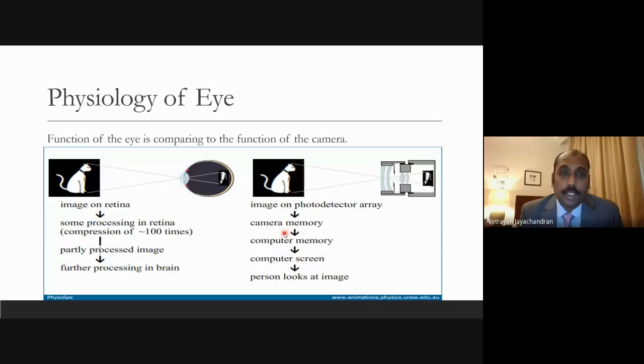If you see the physiology of the eye, it is comparable to the functions of a camera. How the camera functions, our eyes have the same kind of functions. First, the images fall on the retina, then they are processed in the retina as a light sensor receptor, then carried to the brain by means of the optic nerve. Then in the brain, further processing is done, and we have the perception of the images settled in our brain. The same as in a camera: the photo detector carries the images and they are stored in the camera memory, then go to the computer, then come to the computer screen and you are able to see the images. So next we're going to see a small video regarding the physiology of the eye.